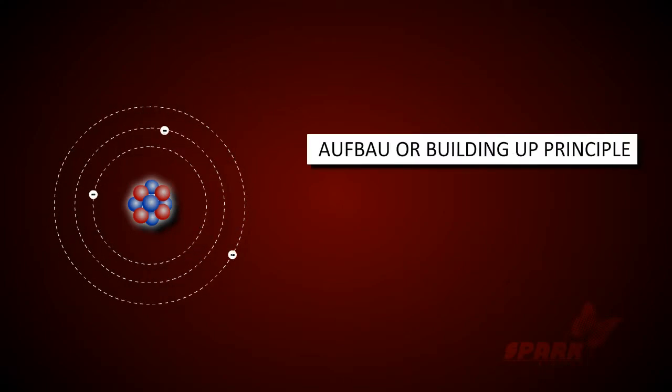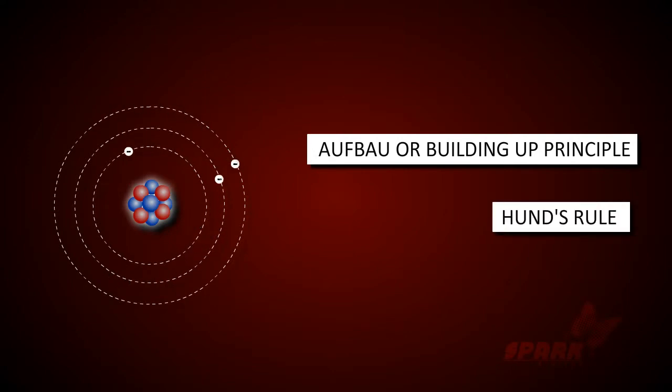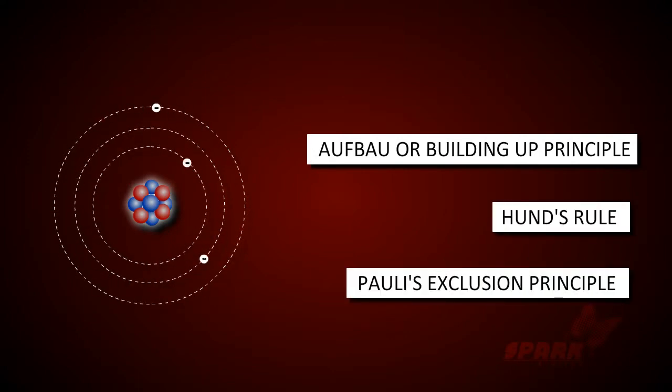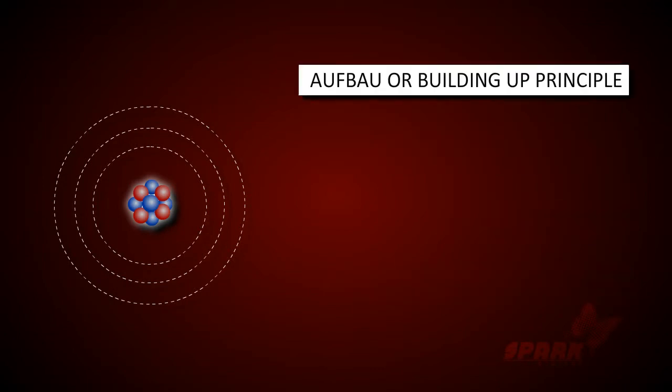The order in which these electrons are filled into the atomic orbitals is controlled by three crucial guidelines or principles, which include the Aufbau or building up principle, Hund's rule, and Pauli's exclusion principle. Let's start with the understanding of the Aufbau principle.